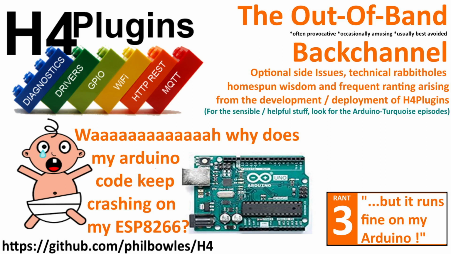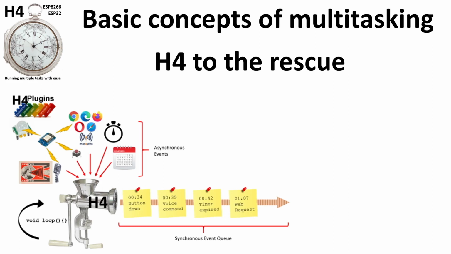The point is, not only are we working on different hardware, we need some different software, and that is what H4 was written specifically to do. What H4 does, it takes all of these complicated and rich events and sticks them into a massive great big mincer which runs on the main loop and then spits out a single synchronous series of events. And what that means is that they happen at a time that is controllable.